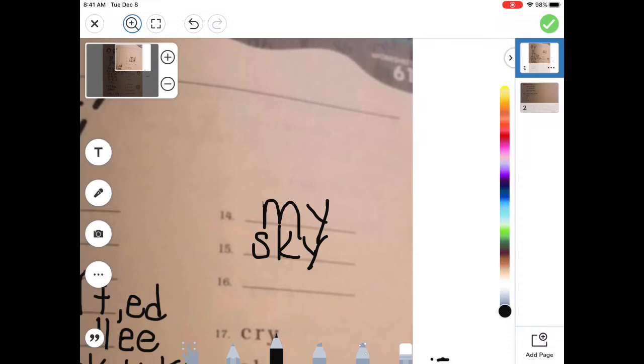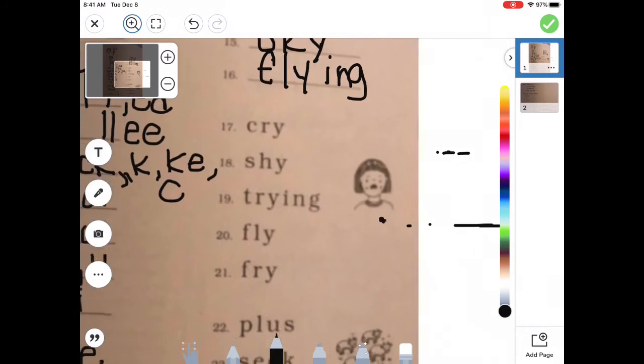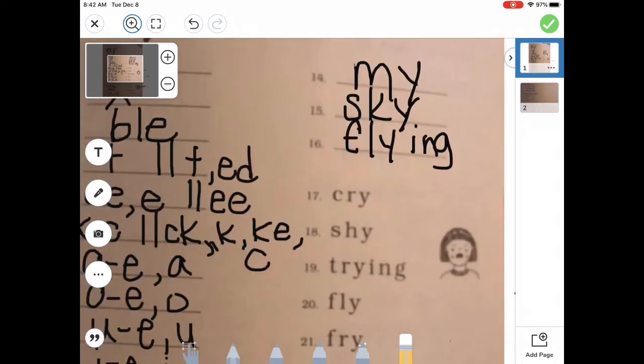All right, and then flying, flying. So F-L-Y. It's going to be a Y because it's at the end of a root word. Because fly, because remember, ing for that ing is by itself. So we are going to make sure that we put the Y after the FL, fly. All right, let's look at 17.